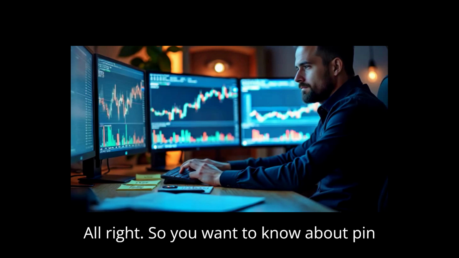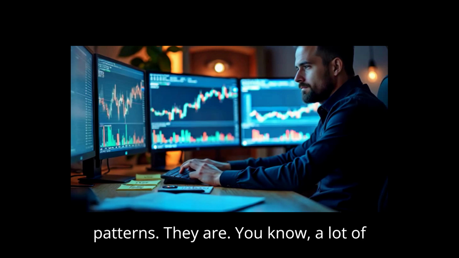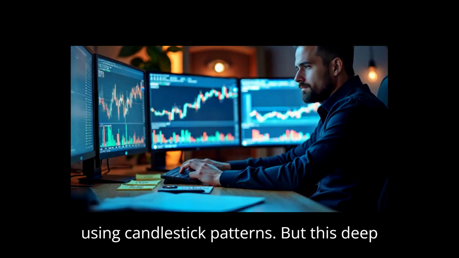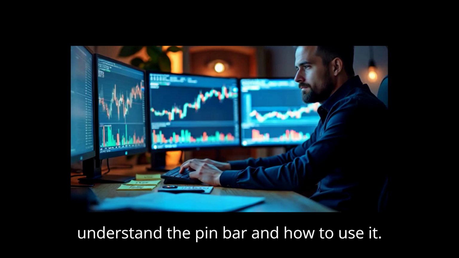All right, so you want to know about pin bars. Yeah, pin bars, they're cool little patterns. They are. A lot of our listeners are already trading and using candlestick patterns, but this deep dive is for anyone who wants to really understand the pin bar and how to use it.